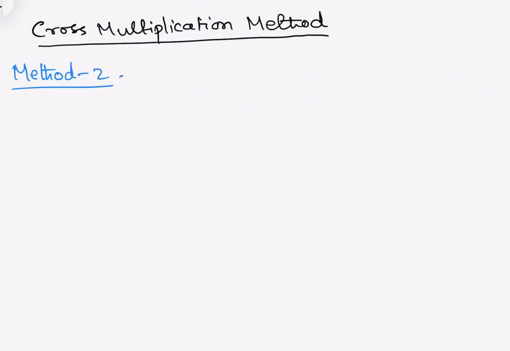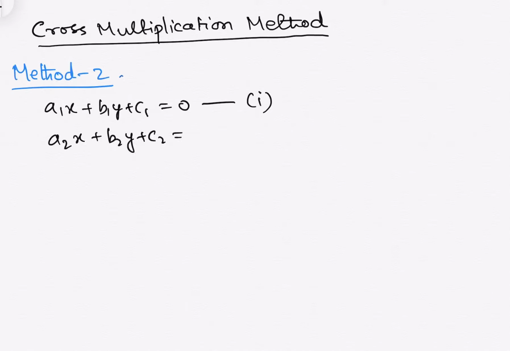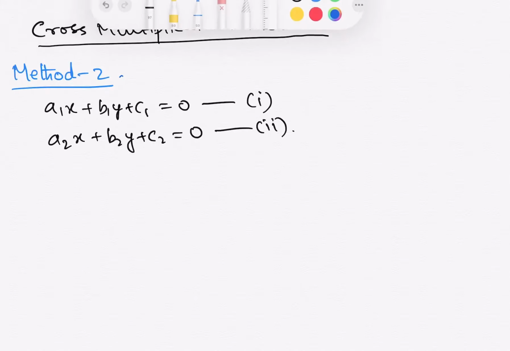Now we know that the general form of a two-variable linear equation looks like this: a1x plus b1y plus c1 equals 0. This equation is named equation 1, and the second equation is a2x plus b2y plus c2 equals 0. This equation is named equation 2. First you write these, and after that you number the equations. We know that a1 and b1 are the coefficients of x and y, and c1 is the constant, and similarly a2 and b2 are the coefficients of x and y, and c2 is the constant part.